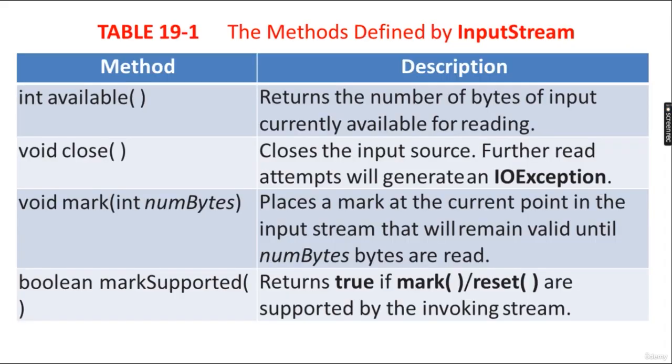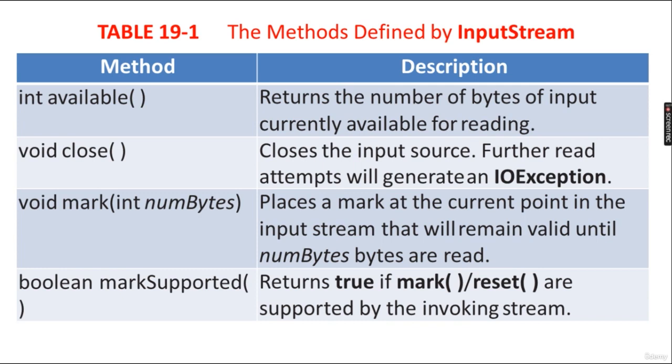The methods defined by InputStream are as follows. int available() returns the number of bytes of input currently available for reading. void close() closes the input source. Further read attempts will generate an IOException. Whenever you close the input stream, if you then try to read that stream, it will throw an IOException.